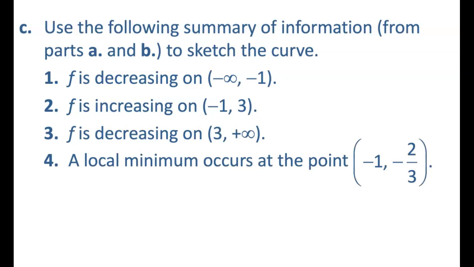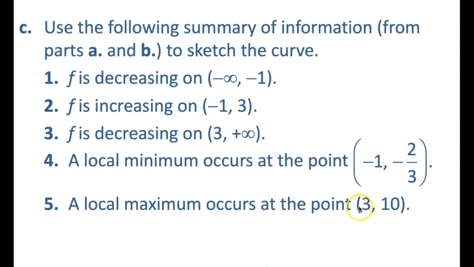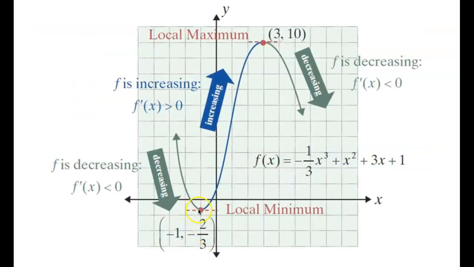And then a local minimum occurs at the point negative 1, negative 2/3. Again, this is an xy point on your function. And a local maximum occurs at the point 3, 10, where x is 3 and y is 10. Now they'll sketch it, and you can see there's that local minimum. It was decreasing, decreasing, decreasing, horizontal tangent line where f prime equals 0, and it occurs here at negative 1, and the function value, or the height of the function, is negative 2/3. Increasing, increasing, increasing till we get to x equals 3, and the height of the function at x equals 3 is f of 3, or 10, and then it decreases after that.